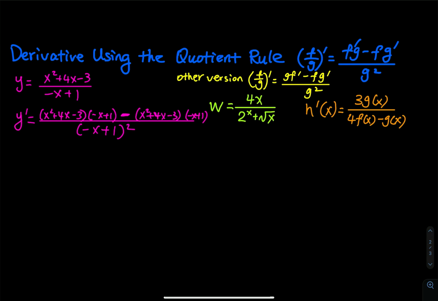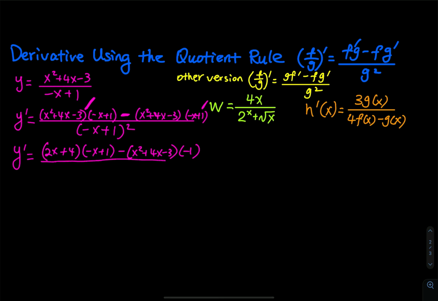So first we take the derivative of f, and then we take the derivative of g. Okay, derivative of f, so that is 2x plus 4, and then g, copy it, minus, copy the f, and then g, the derivative of that is equal to negative 1, and then this is divided by negative x plus 1 squared.